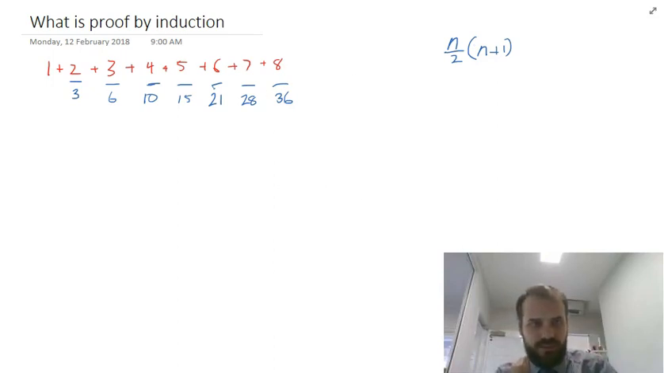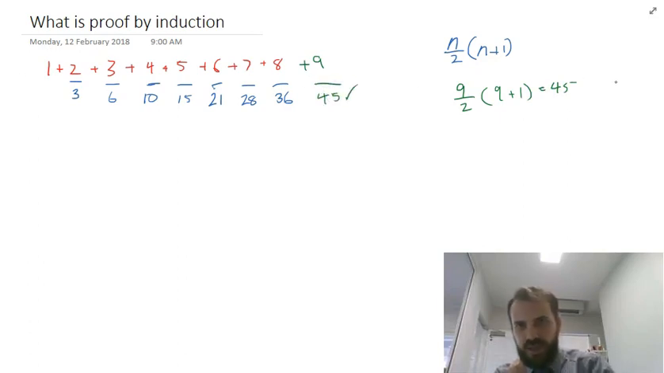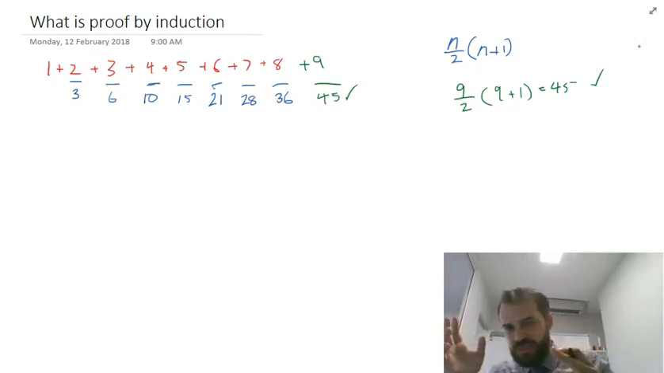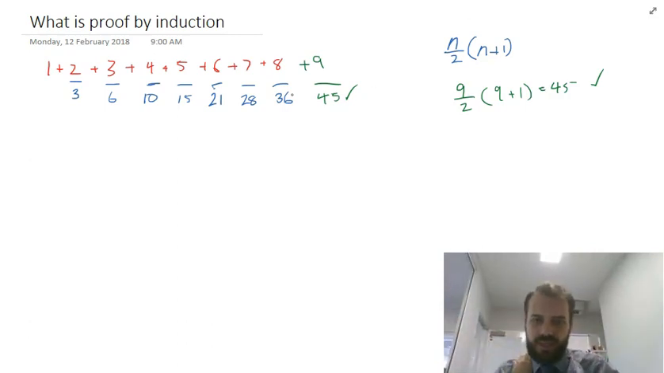So I can test it if I want by saying, okay, it's worked so far, I wonder if it'll work for 9. So I put 9 into my formula: 9 on 2 bracket 9 plus 1 equals 45. And then I do it manually and I find out that, yep, it equals 45. And then I start to celebrate and say, yes, my formula works, obviously it can't go wrong. Now, that's fine for a 7-year-old or an 8-year-old, but mathematically it doesn't hold water.